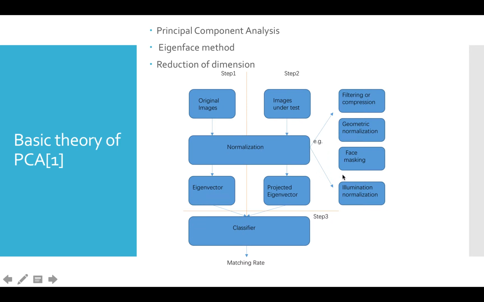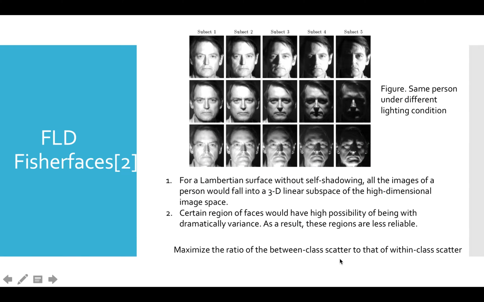In order to understand the performance of PCA better, other algorithms are studied too. By comparing PCA with other algorithms, we will have a better sense of the good and the bad of PCA. Here, I've read a paper about another algorithm called Fisherfaces, which is derived from FLD, short for Fisher's linear discriminant. Basically, under different lighting sources, the face of one person can look dramatically different.